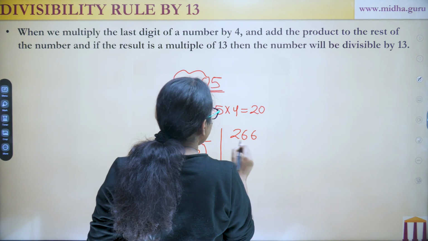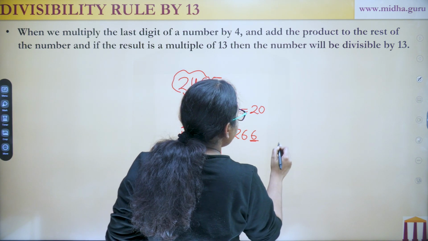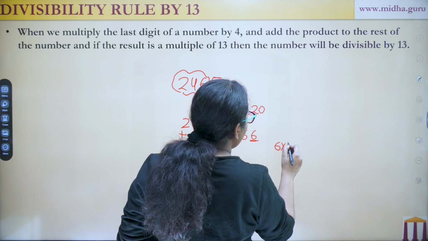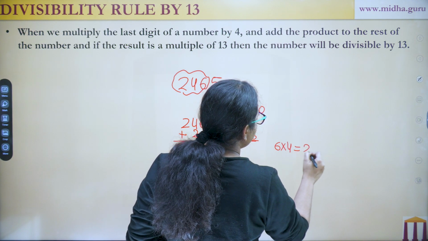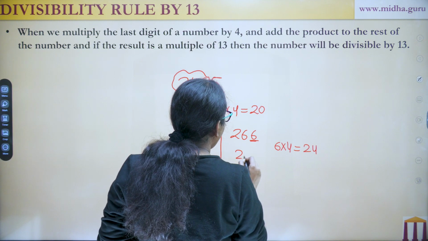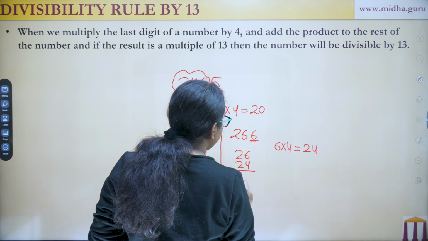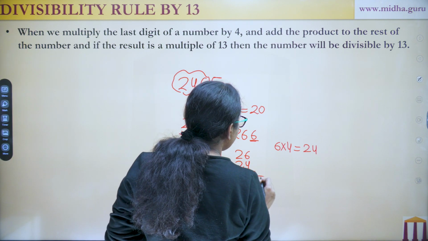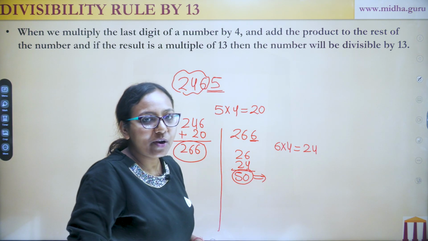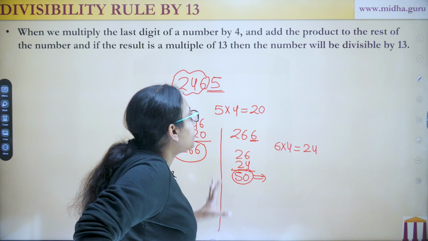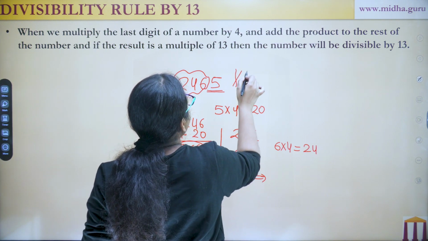266 is the number now. What will we do? We will take the last digit and multiply it by 4, which will be 24. Now we have to add this to the remaining part, so we'll get 50. And we can clearly say 50 is not a multiple of 13. So that means this number also is not divisible by 13.